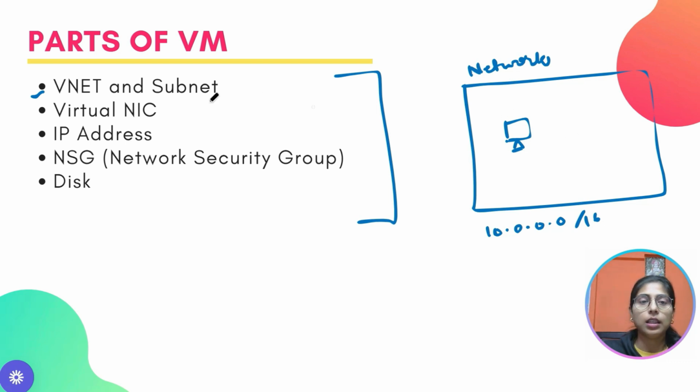Okay. This network can be divided into different subnetworks, right? For example, I am dividing this network into two different networks, right? They are known as subnets. So this network has two subnets. You can name them subnet A and subnet B.